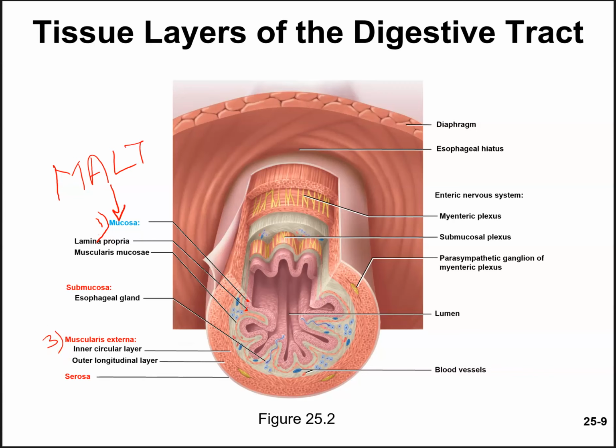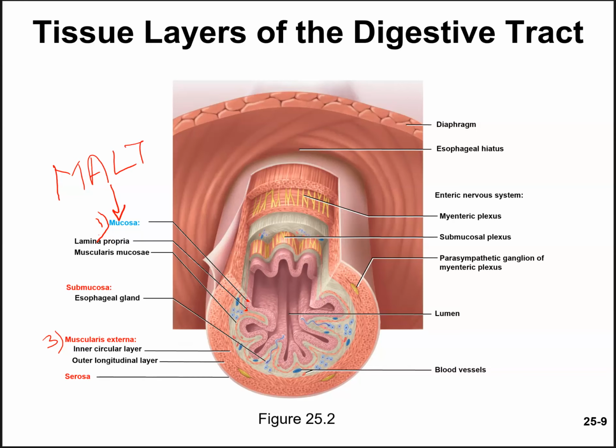So the third layer is called the muscularis externa. The muscularis externa is made up of 2 layers of smooth muscles, and its main job is to move food through the digestive tract. So this is the layer that helps in churning the food, mainly involved in peristalsis, and it also segments the digestive tract when needed.